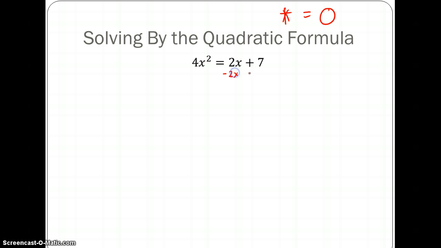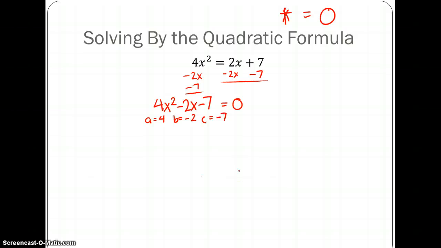So I'm going to set this equation equal to 0 by subtracting 2x and subtracting 7 from the right side and the left side. So my right side of my equation is going to be equal to 0, and then I'm left with 4x squared minus 2x minus 7. If I plug this into the quadratic formula, my A value is 4, my B value is -2, my C value is -7. This is going to give me my two answers.